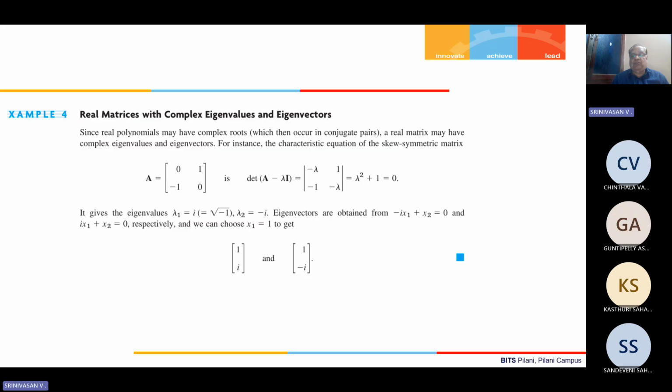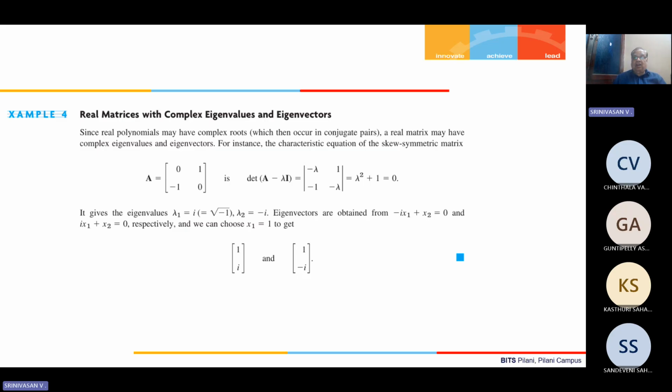See, when lambda square plus 1 equal to 0 is the equation, the characteristic equation, this means lambda is equal to plus or minus root of minus 1. Isn't that? That is equal to plus or minus small i. Small i is your imaginary number, root of minus 1.